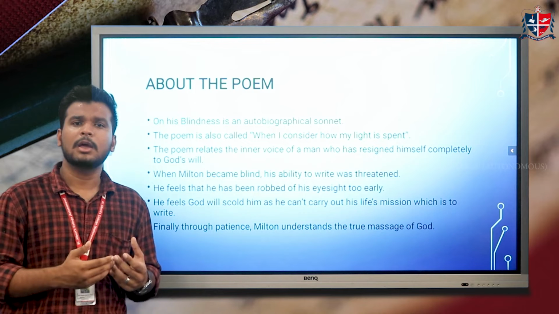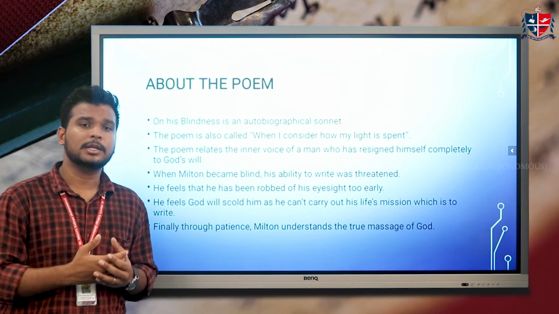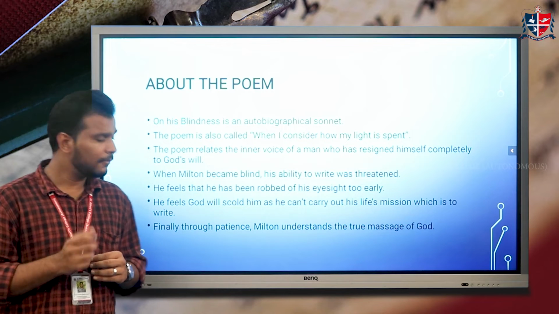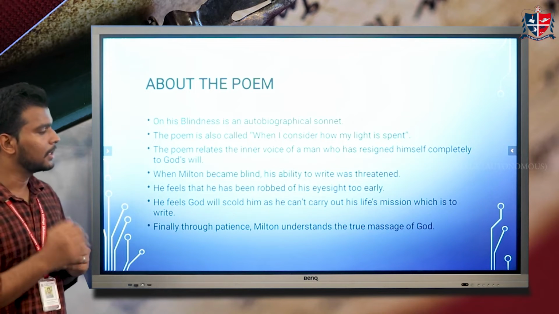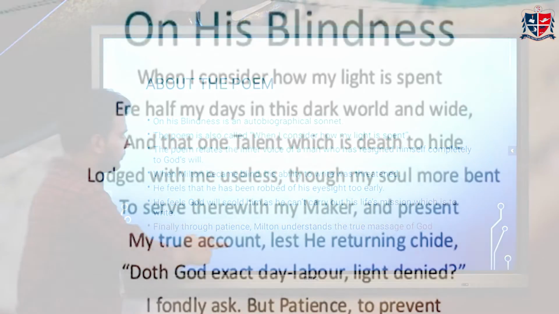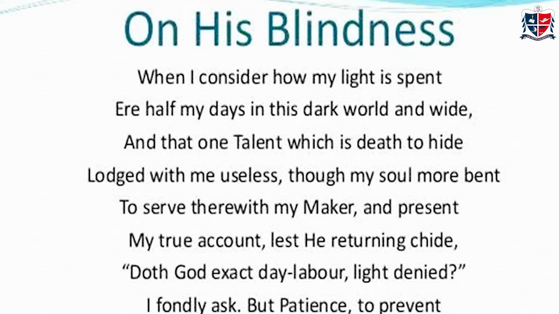He doesn't know whether he would be able to continue. As a result, he is scared whether God would punish him. But finally, through patience, Milton understands the true message of God. So now, moving on to the poem on his blindness.